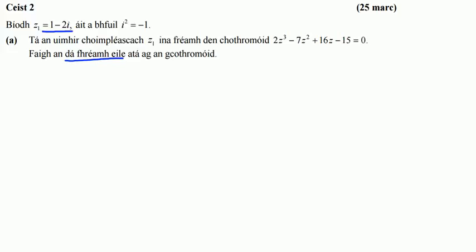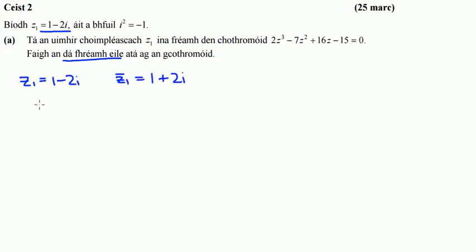So using the conjugate root theorem, we know that if z1, 1 minus 2i, is a root, then the conjugate of z1, so that's 1 plus 2i, is also a root. So using these two complex numbers, we're going to build a quadratic that we're going to divide into the cubic equation to find the third root.